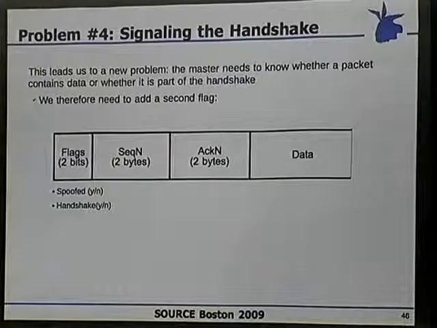Having a handshake means we actually have 2 different kinds of packets, a handshake packet and a data packet. So we have to signal to the master again: this is a handshake packet, please send a handshake response to it and don't send any data, which means another flag, 2 bits now for our flags. Doesn't make it much worse, actually.